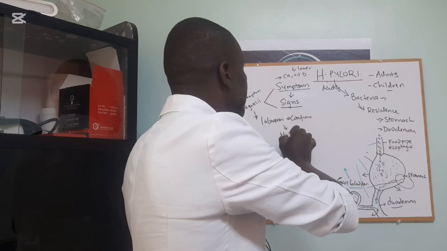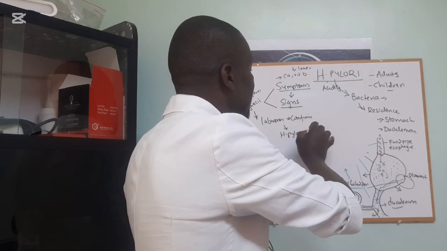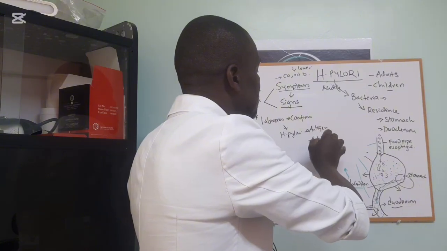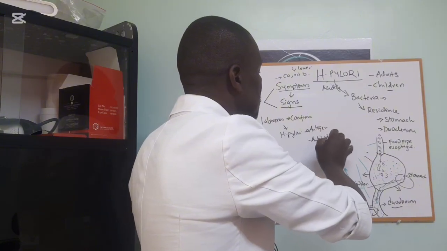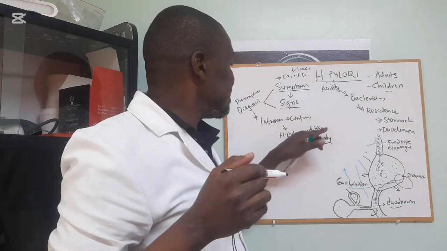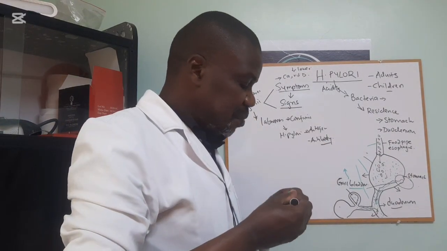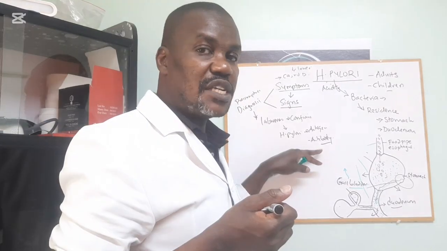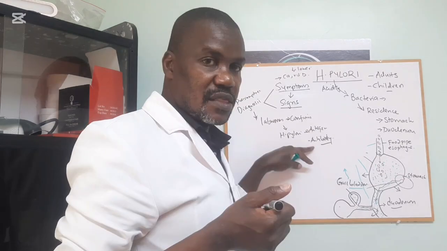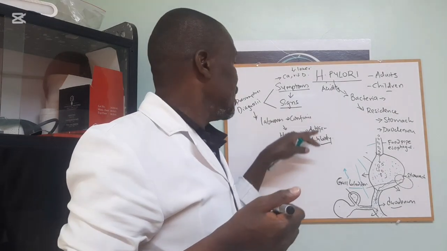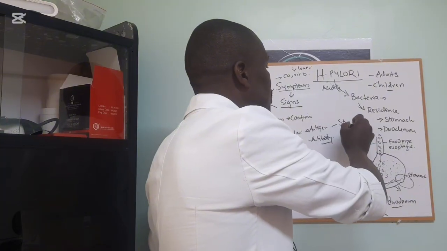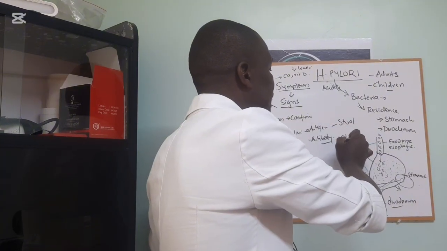Now, the test is called H. pylori, and you can do an antigen or an antibody. Antibodies are what the body produces whenever there is an antigen. Whenever the bacteria is present, the body will produce antibodies to fight the bacteria, and this can be detected in blood, in the liquid part of blood. Okay? Antigen is the bacteria itself, and this one is done on the stool. This one is done in blood.